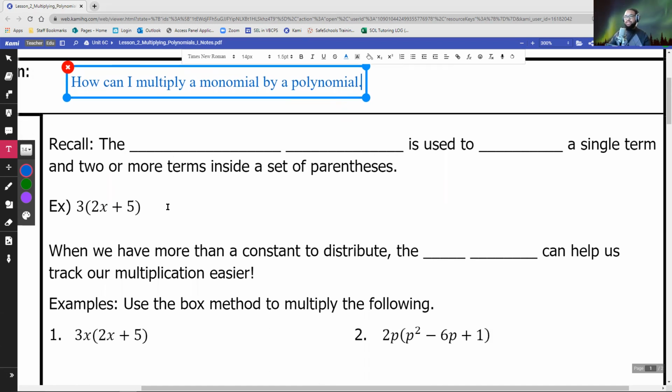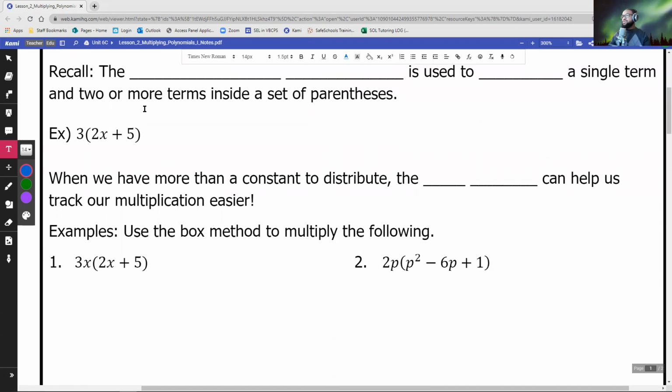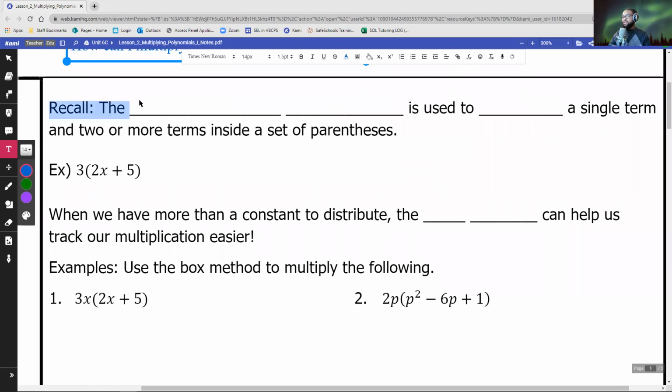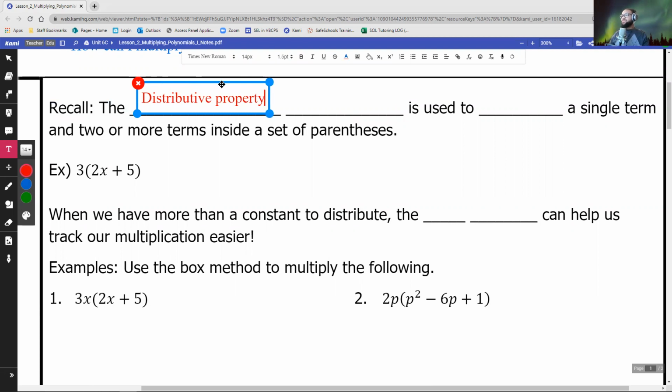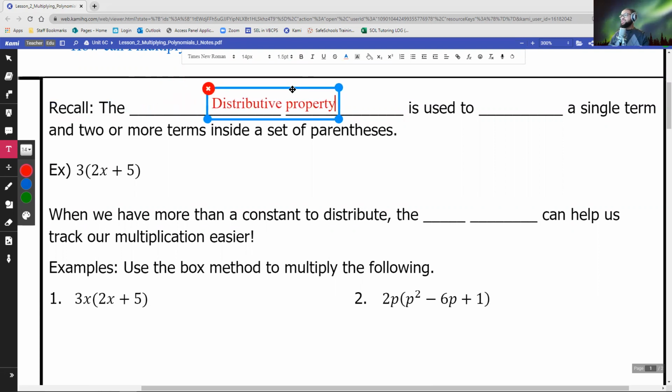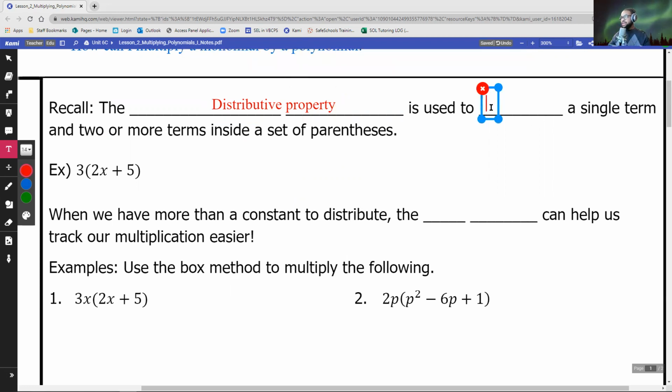All right, so let's keep on going with this. As we go through, it's really important. I'm going to put this one in red. It's really important that we recall the distributive property. The distributive property is what we use when we have one monomial or one polynomial minus another. We distribute that minus sign to every term in that second polynomial. We're going to use that same type of thing when we're multiplying these polynomials.